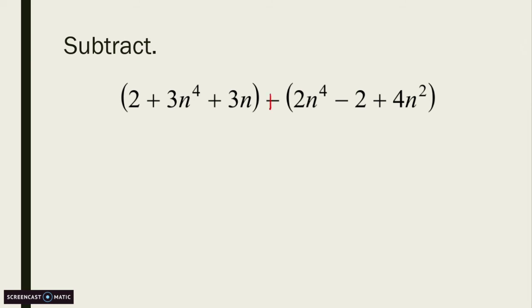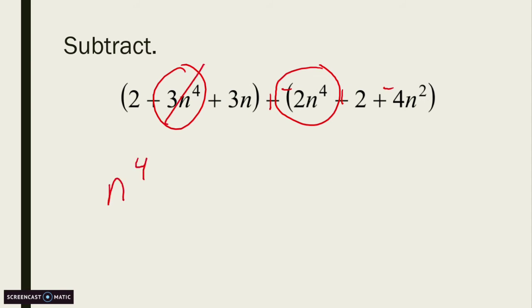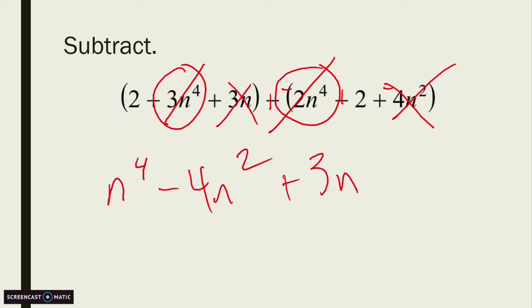Subtraction sign, add the opposite. Find the highest exponent first. That's a positive 1n to the 4th power. Minus 4n squared. Plus 3n. Plus 4.